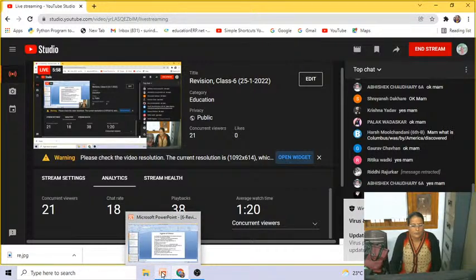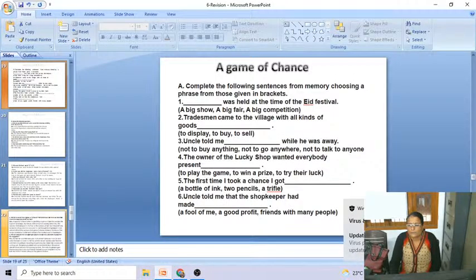Okay. So now, just for a discussion, I will help you to go through this lesson, which is the last one. As you said, you have doubt. We have gone through A Game of Chance once again. So here are some fill in the blanks. Complete the following sentences from memory, choosing the phrases from those given in the bracket.